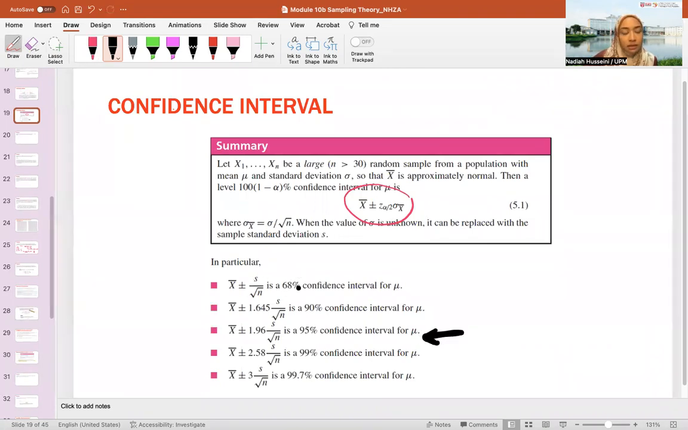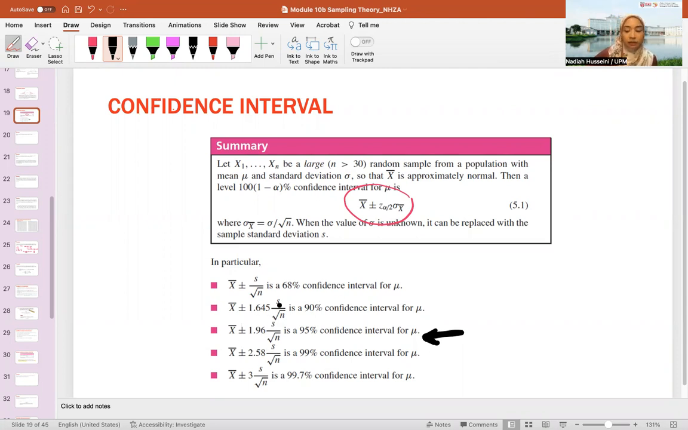So if it is a 68% confidence interval, then it's just the standard deviation over the square root of n. If it is a 90% confidence interval, it's 1.645. And if it's 95%, it is 1.96 times the standard deviation over the square root of n. So you can find this yourself. Please refer to the previous video if you don't remember how to do that.